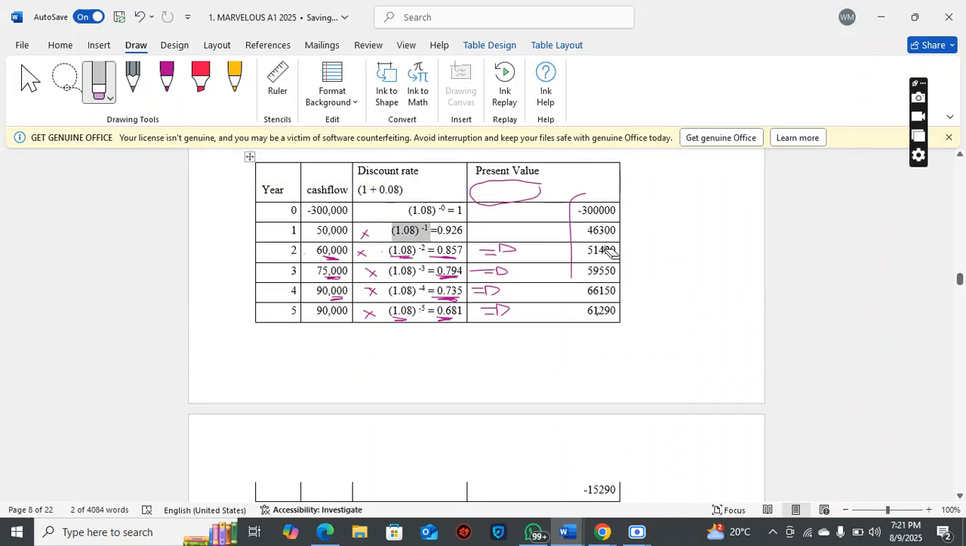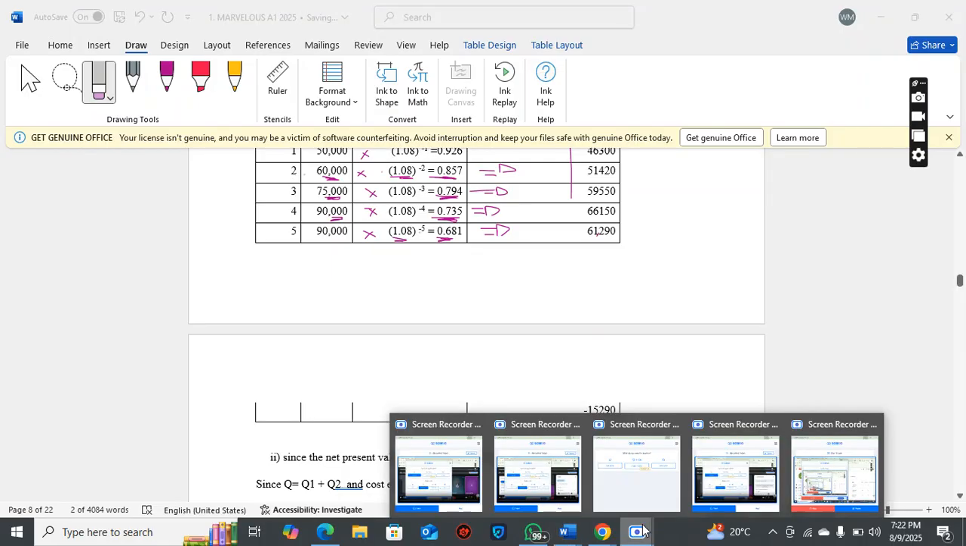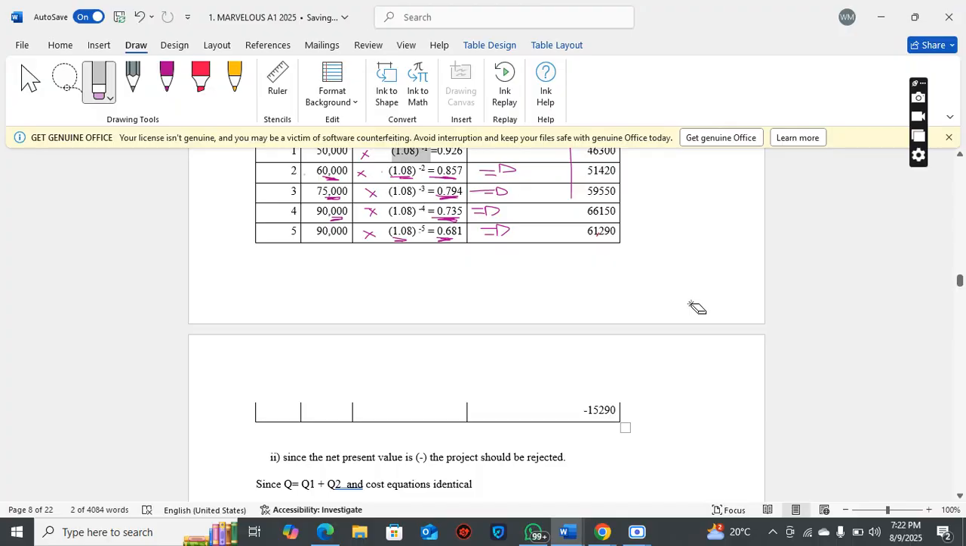Once you add all these values, you get negative 15,290. So according to the net present value technique, if your net present value is negative, you need to reject the project, because that signifies a loss. If your net present value is positive, then you accept the project. That represents profit. Any questions, madam?